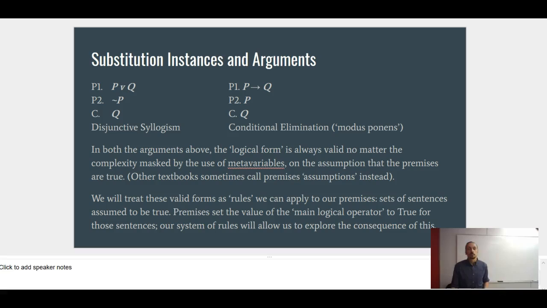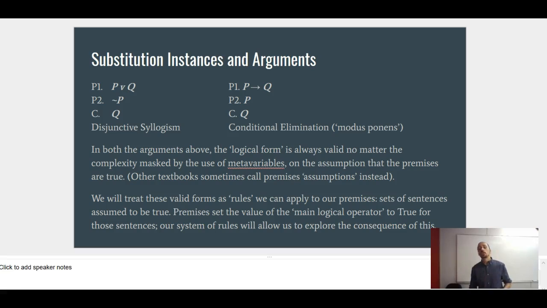So, consider the 2 arguments above. They have technical names. The first one is disjunctive syllogism. The second one is conditional elimination. In both the arguments above, the basic underlying logical form is always valid, no matter the complexity that might be masked by the use of the metavariables. All we have to do is assume the premises are true, which is the point of an argument. If the premises are true, the conclusion will also be true. It's impossible to have true premises and a false conclusion.